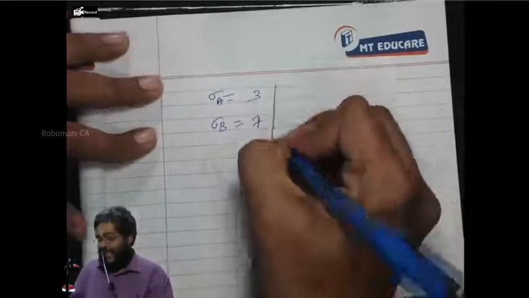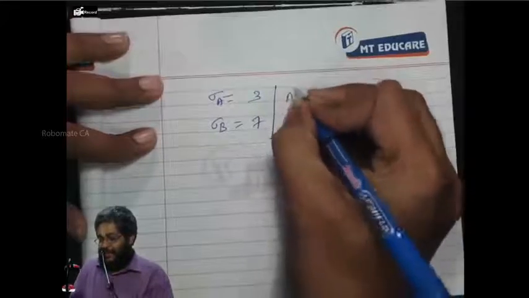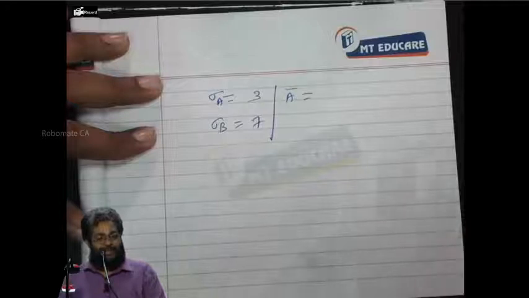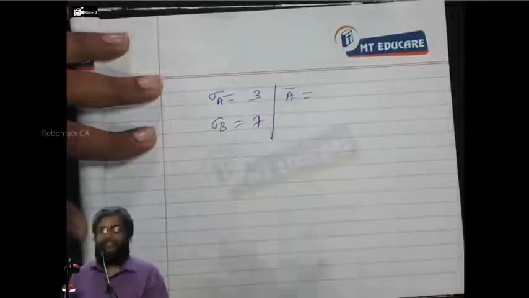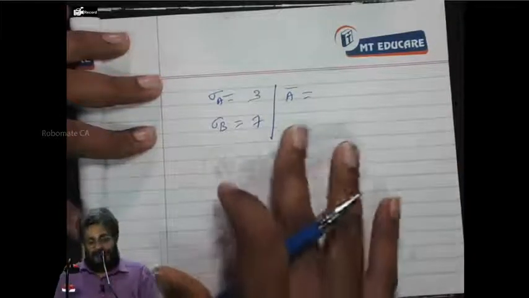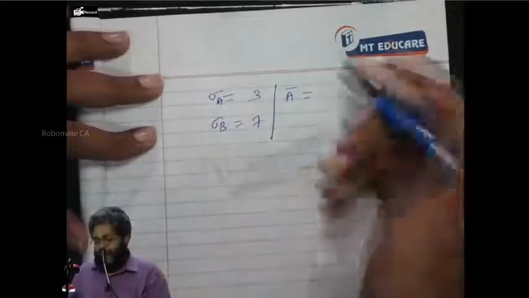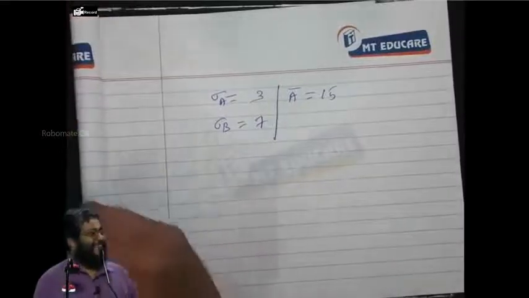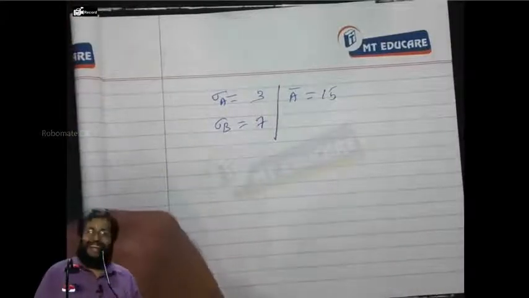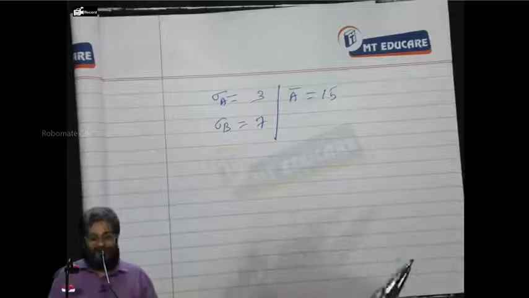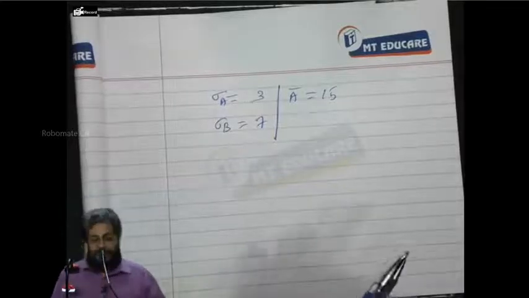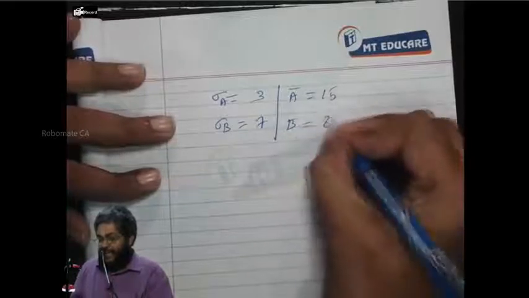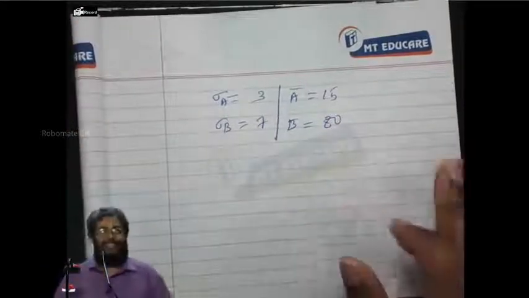Now, A said, I expect to get, A bar means average. He puts optimistic, pessimistic, most likely, all this he does here. A says, I expect to get around 15 marks. How many marks here? 15 marks. That is what A said. Yes or no? And when I asked B, B said, I expect to get 80 marks.